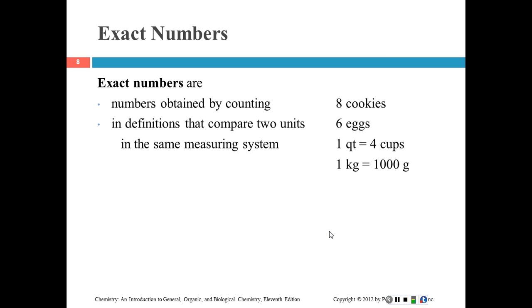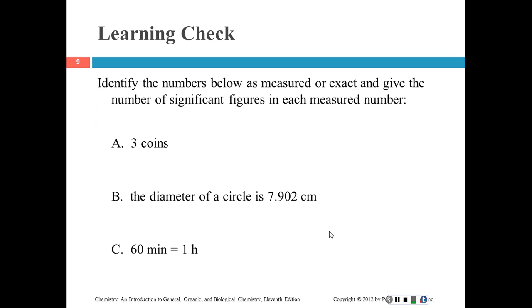I also know there are 1,000 grams in 1 kilogram. So those are like defined conversions. And so those are also considered to be exact numbers. Okay? So if you can count them or if they're defined, they are exact numbers. If you measure them, they are measured numbers. So let's look at these numbers below and decide if they're measured or exact, and then how many significant figures are in that number if it's measured. All right, so go ahead and try them on your own and then come back.